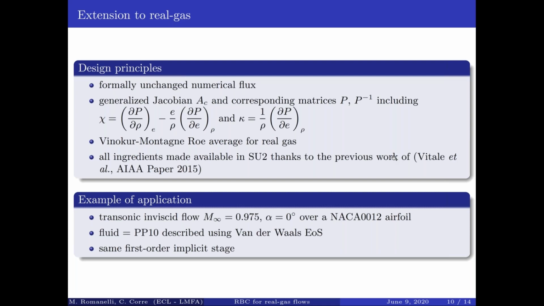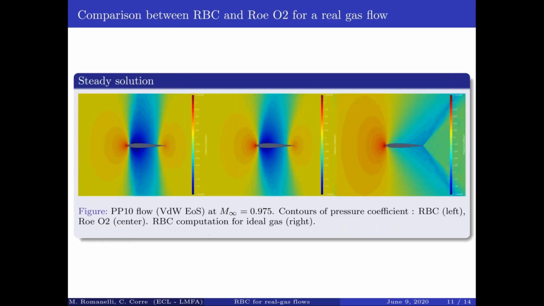We put it into the RBC numerical flux, and I'm just going to show a transonic application with PP10, using again the same first order implicit stage available in SU2 for Roe and RBC. On the next slide, if I manage to move it, I'm quickly showing the pressure coefficient contour. On the left, you've got two solutions, second order RBC and Roe, and they are actually very similar, and you can further analyze this. On the right, it's just to show, for those not familiar with real gas, the perfect gas calculation with RBC for the same condition, but perfect gas.